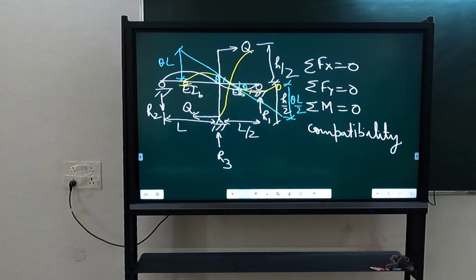What will happen? If load P is there, what is the displacement? PL cube over 3EI. What is the rotation? Rotation you simply divide by L, so it will become PL square by 3EI. If EI is same, and L is double, so for the same rotation, what will happen to P?